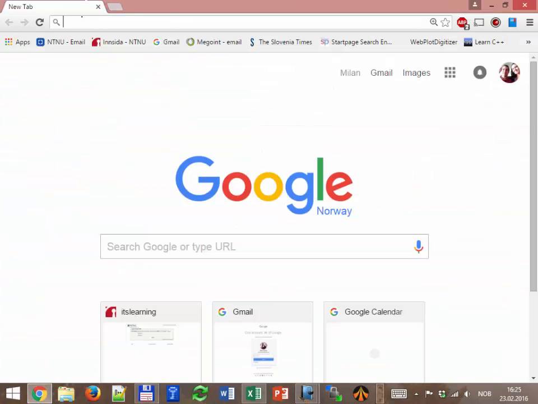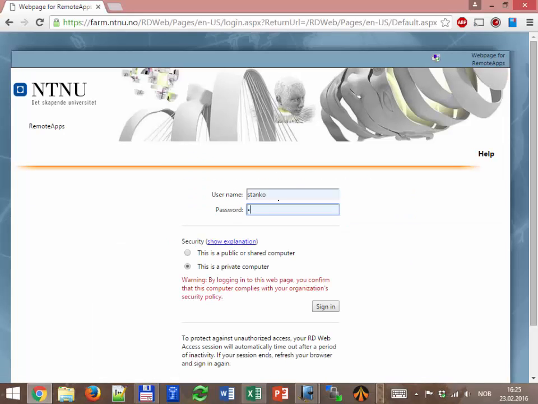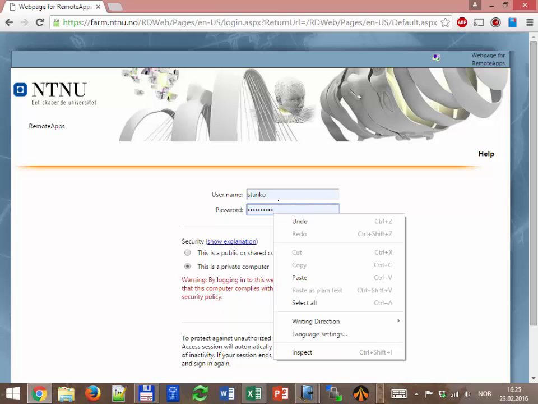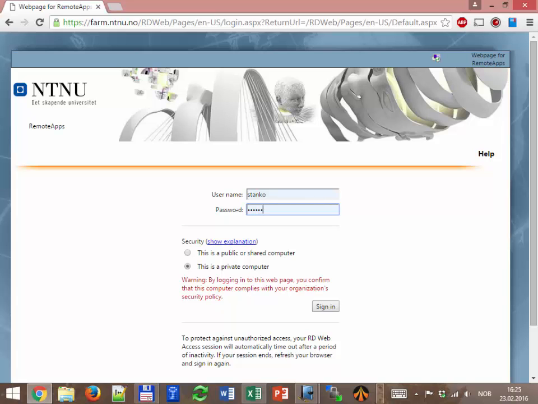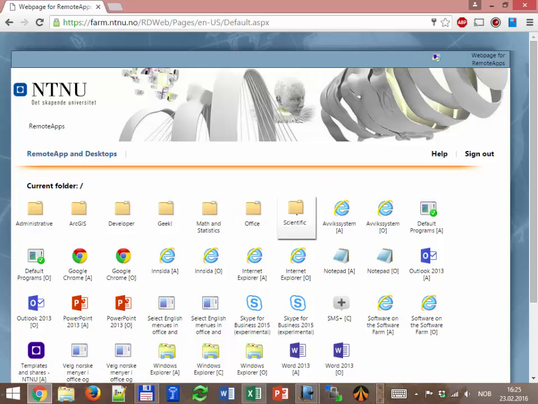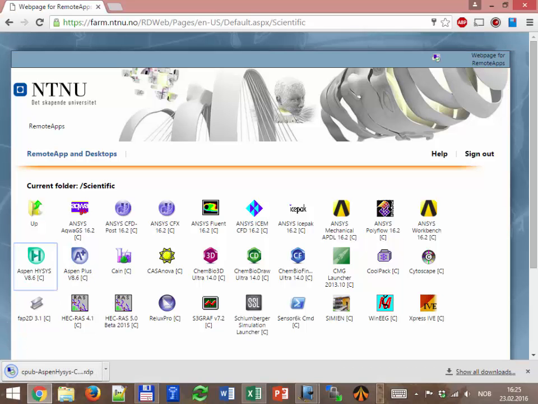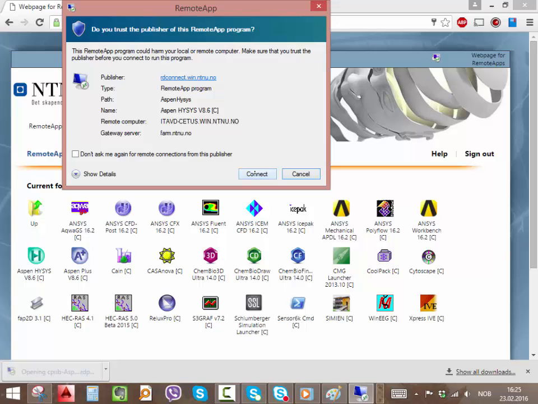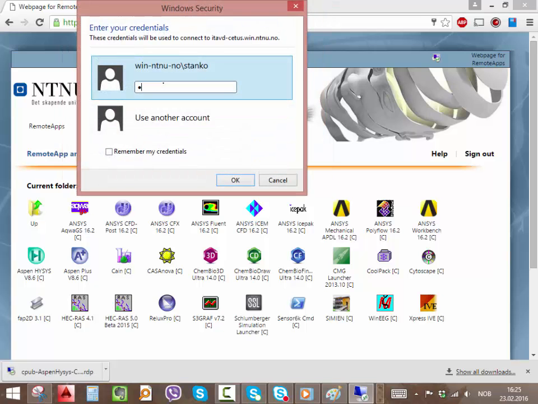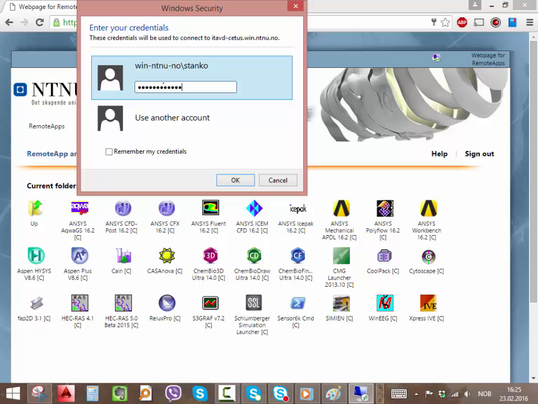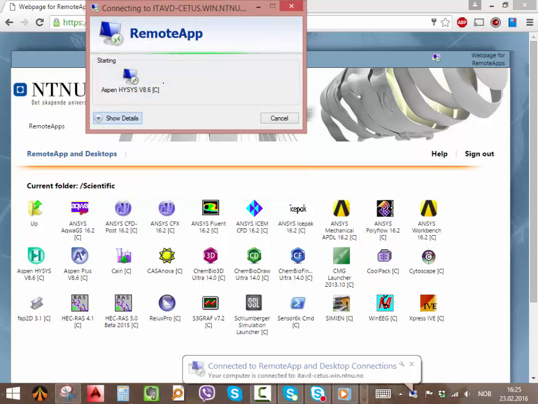So let's go to farm.ntnu.no, and we use here, we go again to scientific, we go to Hysys, and it's going to download this for us. We open it, and I think it's going to ask again for my password. And what I'm doing is running Hysys on a remote server. It's not running on my computer.